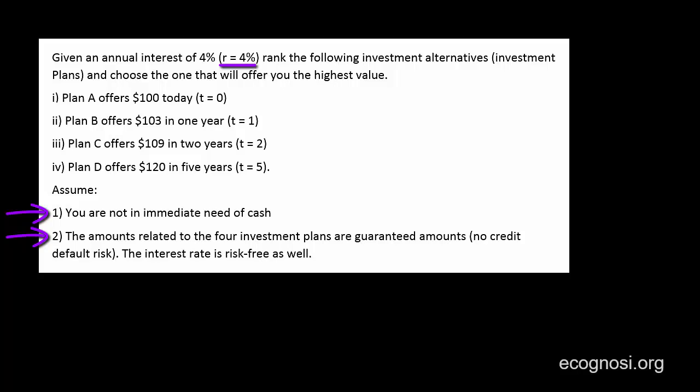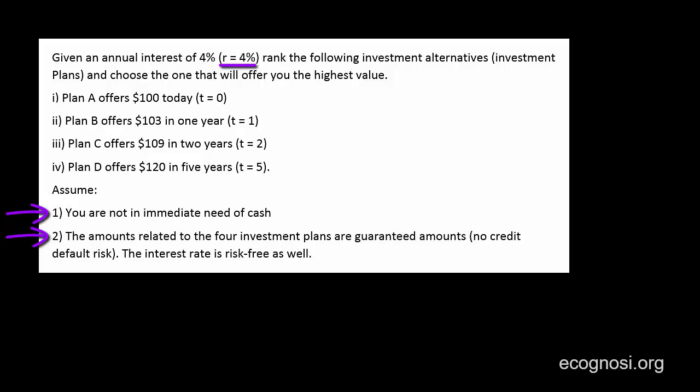The reason I'm mentioning all these alternative ways of solving this problem is because I want you to realize that it doesn't matter at which point in time I will take the amounts associated with the 4 investment plans. What matters is for them to be at the same point in time. As long as I take them at the same point in time, no matter what that point in time is, I will be taking into account the time value of money, and I will be able to rank these 4 plans from most desirable to least desirable.